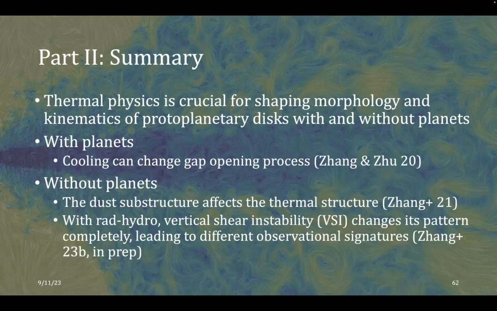So to summarize the second part, we show that thermal physics is very crucial for shaping the disk morphology and kinematics, either with or without planets. With planets, I show that cooling can change the gap opening process. And without planets, I show that dust substructures can affect the thermal structure. And using radiation hydro simulations, I show that VSI changes the pattern completely, leading to very different observational signatures.